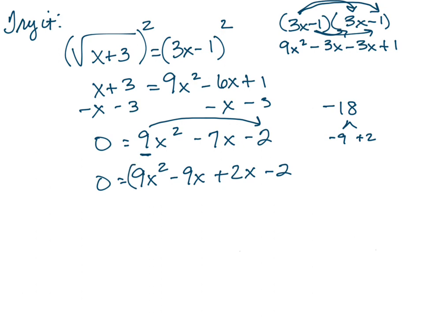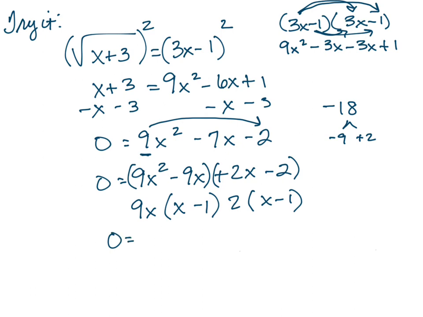Then we can use our parentheses on the first 2 terms and the last 2 terms. What next? Factor out a GCF. What's the GCF on the first group? 9x. Leaving me x. Good. X minus 1. And on the second group? 2. Leaving. Good. So 0 is equal to 9x plus 2 and x minus 1.